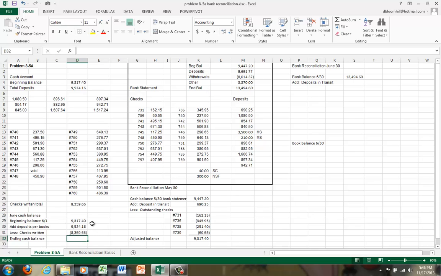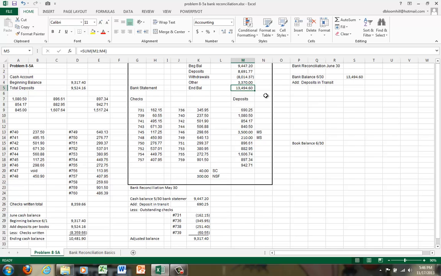So when we take our beginning balance as of June 1st of $9,317.40 and the deposits per the books of $9,524.16, subtract out the checks written of $8,359.66 at the end of June, our ledger shows that we have a balance of $10,481.90.